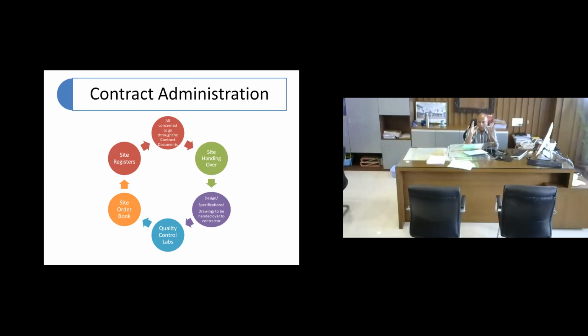You have to keep on reviewing what is happening at site, what improvements are required, or whether anything is lacking as per contract conditions, either your responsibility or the contractor's responsibility. The site order book is a very, very powerful document and must be opened and used. I'll quote an example that gives you an insight of how powerful a site order book can be. I was in charge of a doubling project.